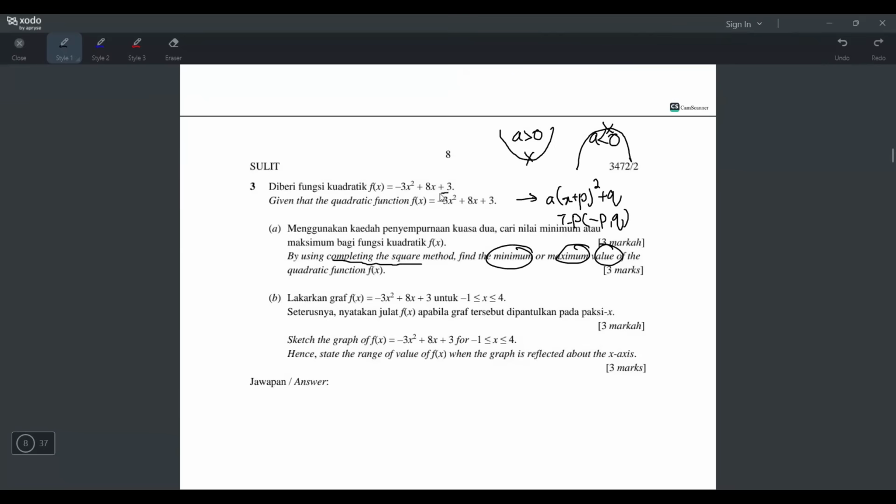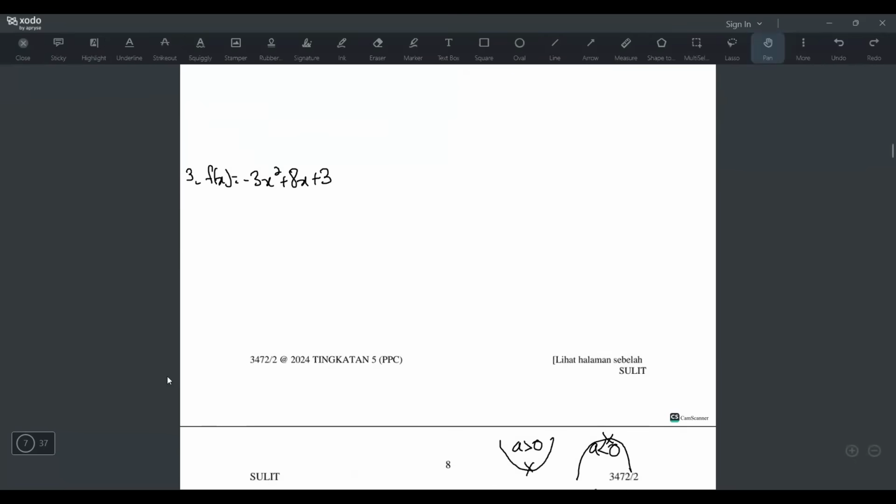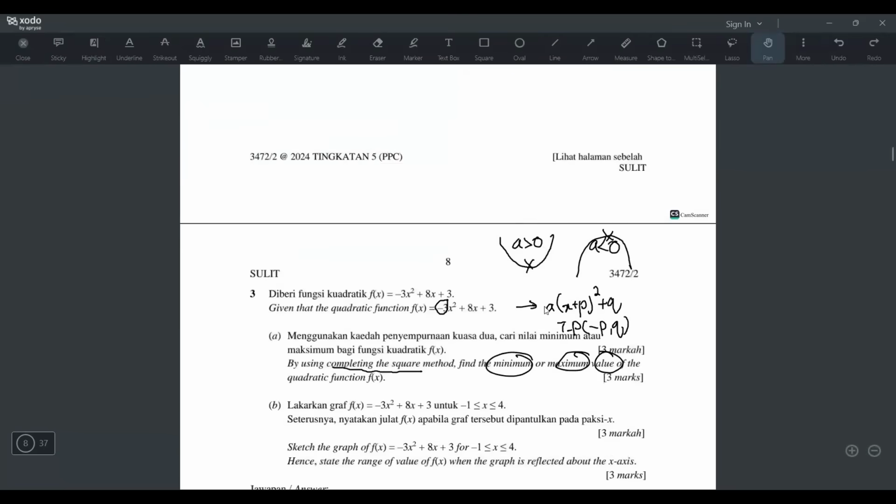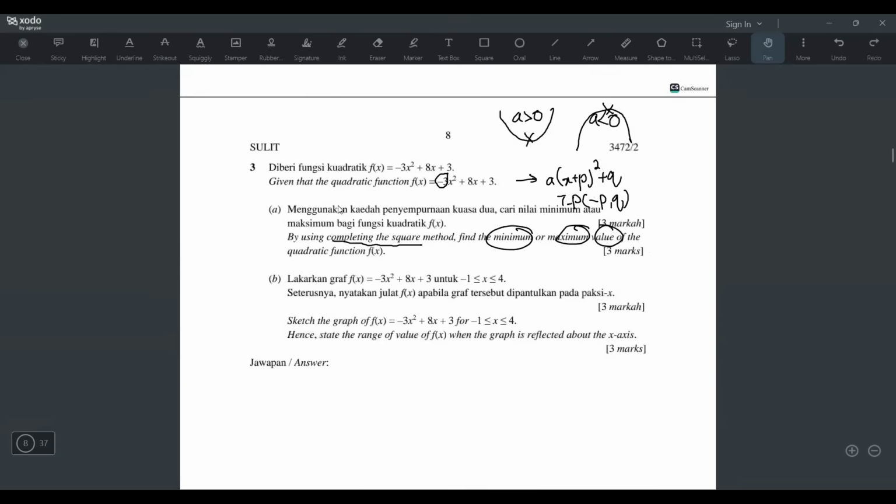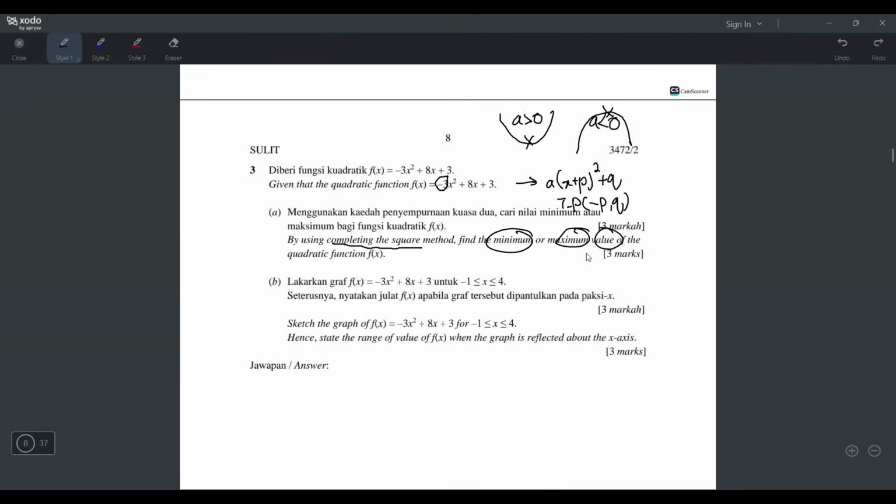You already know this is maximum, because the A is negative 3. And trust me, even if later you do completing the square also, the A in front will be negative 3 also, because this A and the A in your general form is the same thing. So you already know it's not minimum, it will be maximum, right? But the question, did they ask you to find maximum point or maximum value? Maximum point, right? So let me tell you more details.